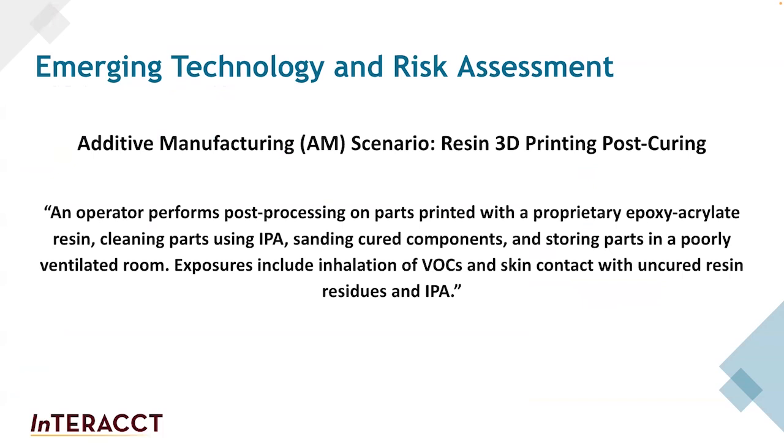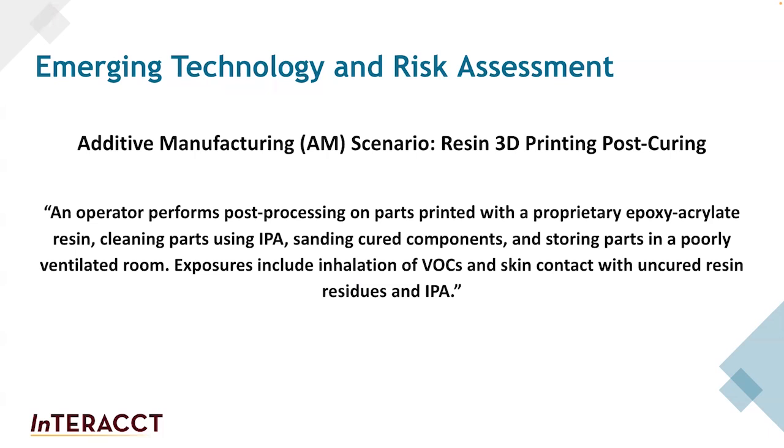Now, let's look at an additive manufacturing scenario focused on resin-based 3D printing. In this case, a worker is performing post-processing tasks on printed parts made with proprietary epoxy acrylate resin. The tasks include cleaning the parts with isopropyl alcohol or IPA, sanding cured components, and storing them in a poorly ventilated room. These work activities lead to multiple potential exposure routes. The worker could inhale volatile organic compounds or VOCs from the IPA and the resin, and could also have direct skin contact with uncured resin residues or IPA. This real-world scenario highlights the kinds of complex exposures that can arise in additive manufacturing environments and sets the stage for conducting a step-by-step risk assessment.